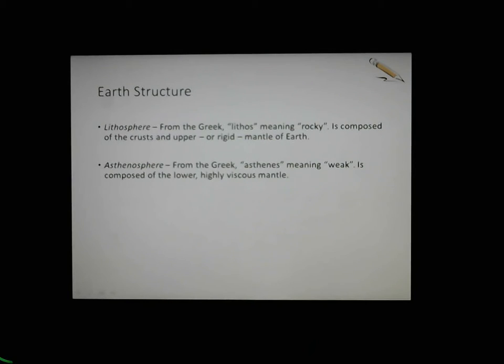Asthenosphere comes from the Greek asthenes, meaning weak, okay, and it's the viscous mantle. So remember, viscous means very slow running liquid. Something with low viscosity runs very easily, something with high viscosity runs very stickily. Right?